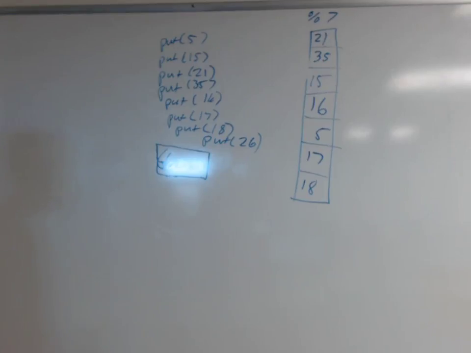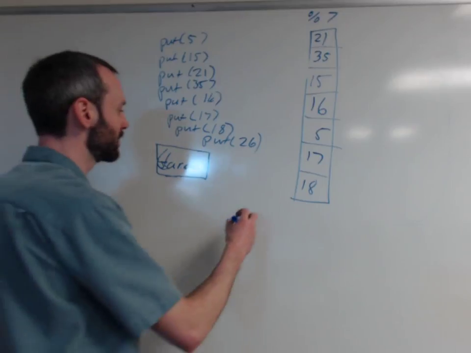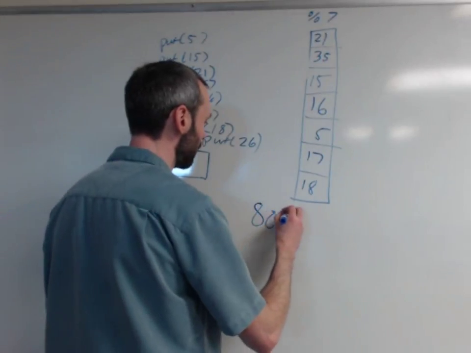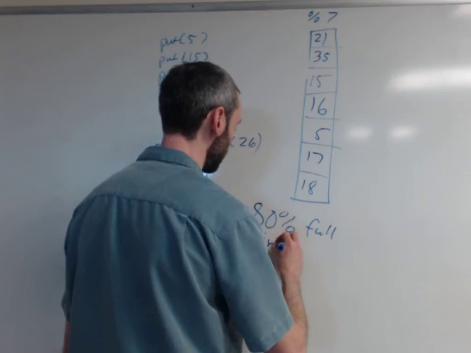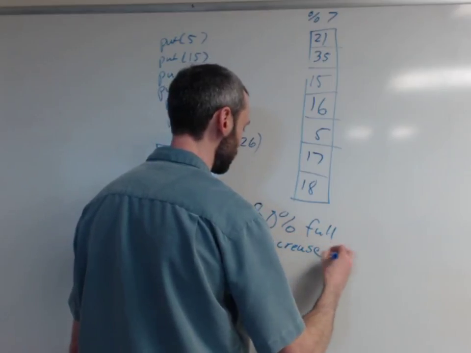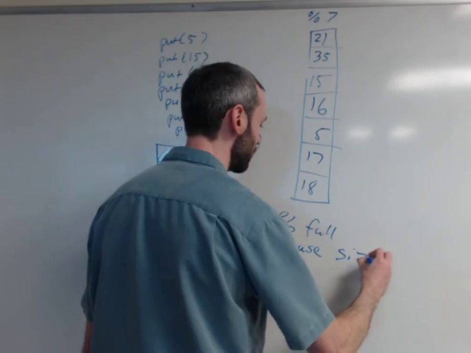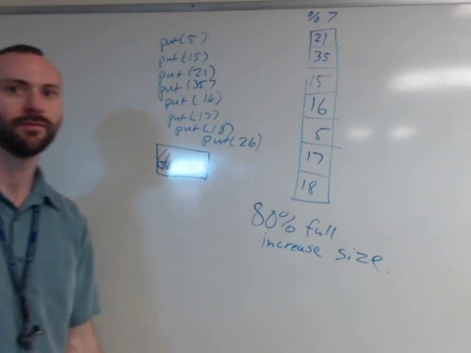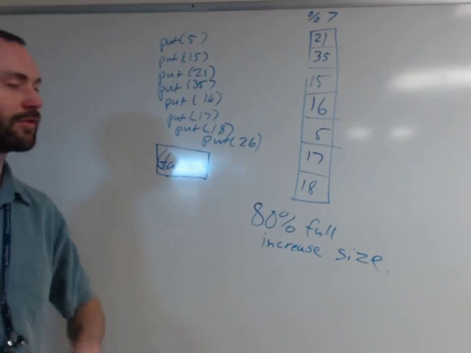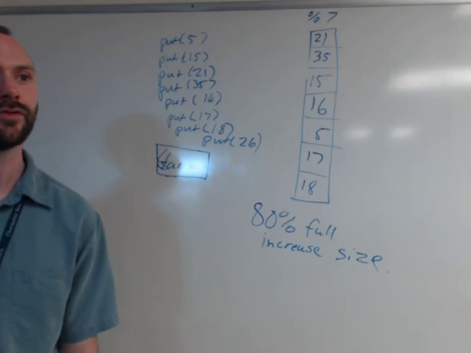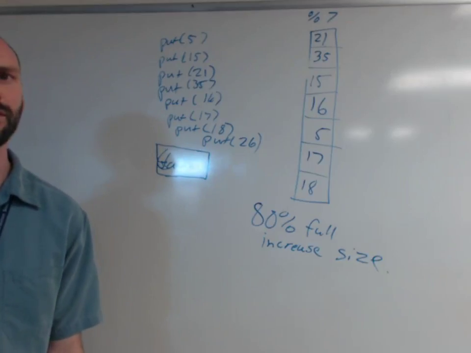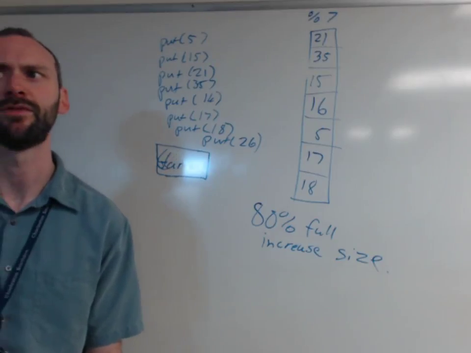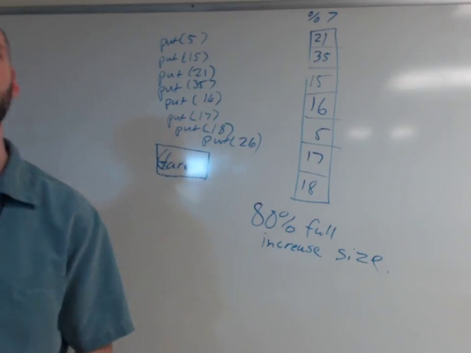So what we do is we have something called a load factor, where basically we say if the array is ever 80% full, increase the size. By how much? To make it so it's no longer 80% full. So would you just double it? Doubling is usually the easiest thing, or increase it by 50%. I think most of the time with hash tables it's 50%.